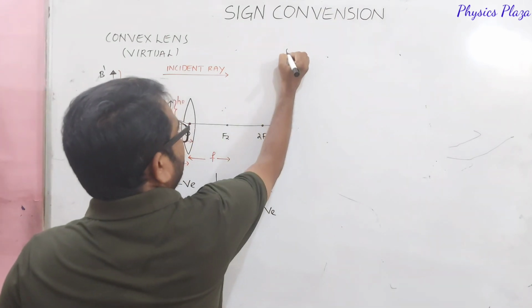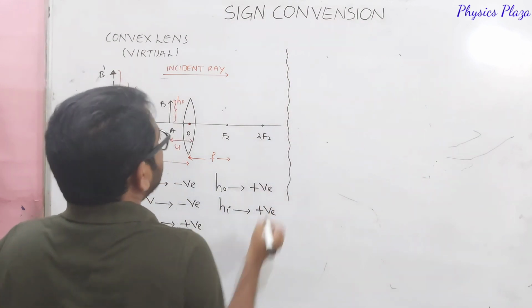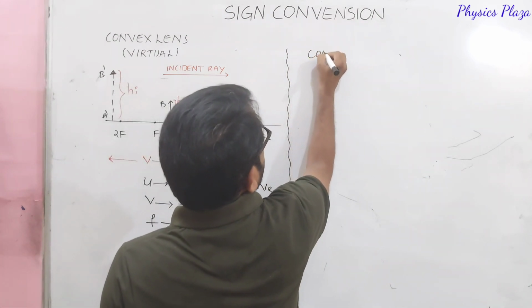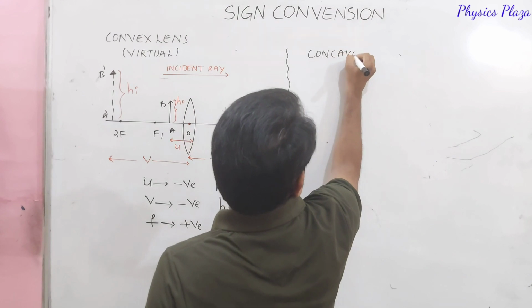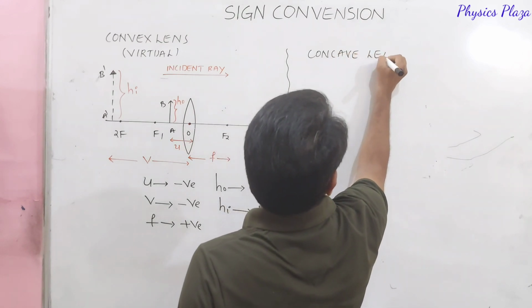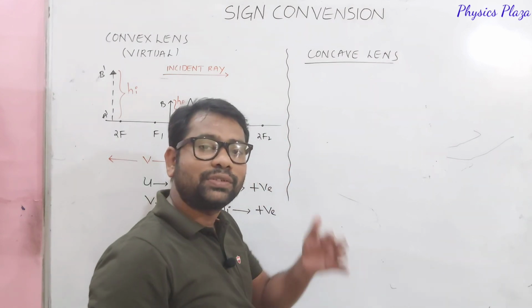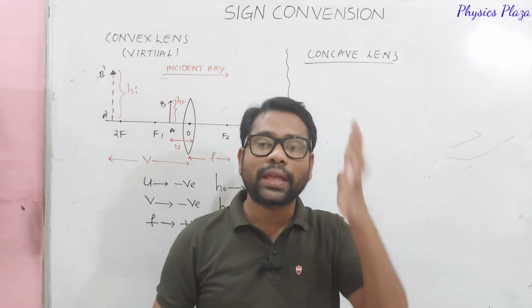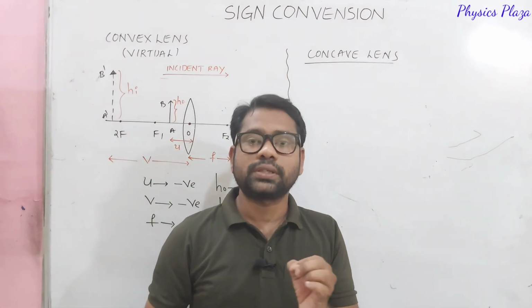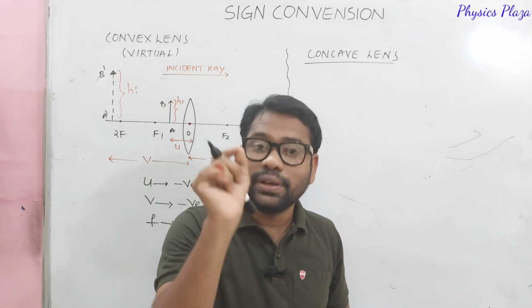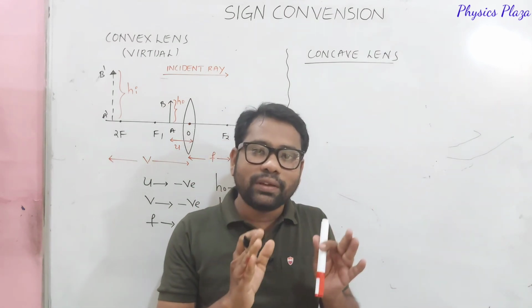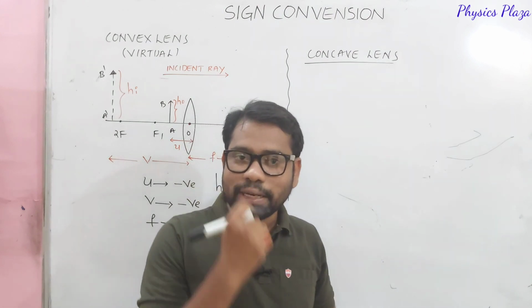Children, now we will see how these things are going to be for a concave lens. For a concave lens, we don't have a choice to say concave lens with a real image or concave lens with a virtual image. Why? Because a concave lens always forms a virtual and diminished image only. It's very, very important. A concave lens always forms a virtual and diminished image.